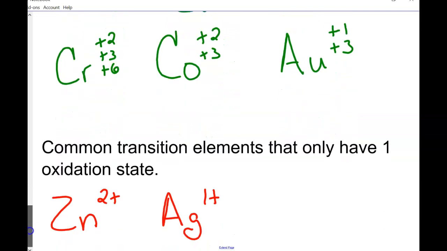Additionally, there are common transition elements that only have one oxidation state, but you might think they would have more than one. Zinc is always 2+, and silver is always 1+. And so you don't need Roman numerals for those ones because zinc is always going to be 2+, so we don't write zinc 2 oxide. We just say zinc oxide. Same thing with silver. All right. Thank you.